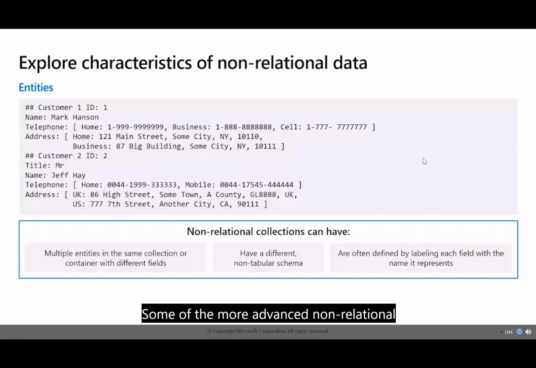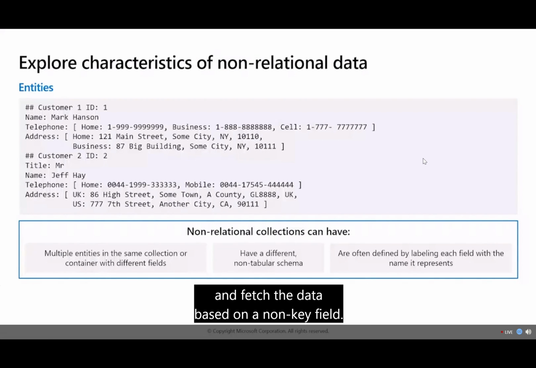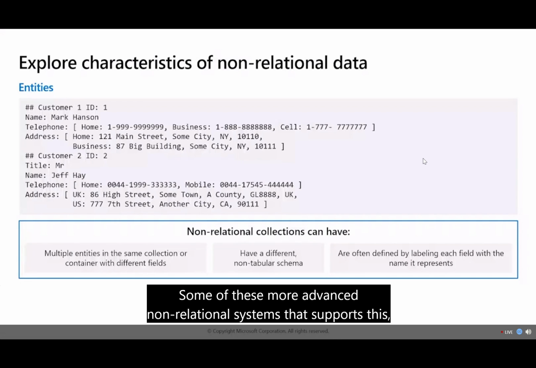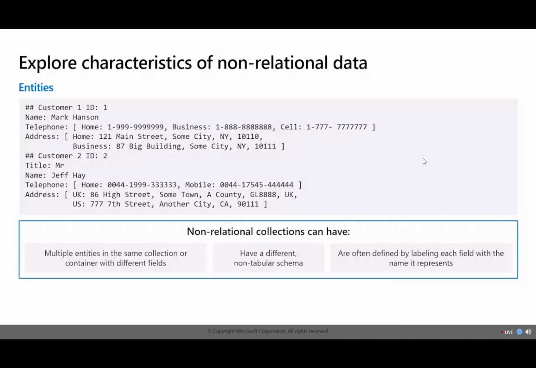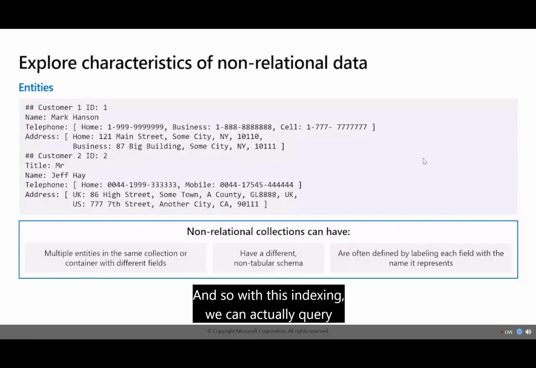Some of the more advanced non-relational systems support indexing, much like the indexing in a relational database. So queries can then use the index to identify and fetch the data based on a non-key field. One of the more advanced non-relational systems that supports this is, for example, Azure Cosmos DB, which is a non-relational database management system that's available in Azure. And so with this indexing, we can query non-key fields from a non-relational database.